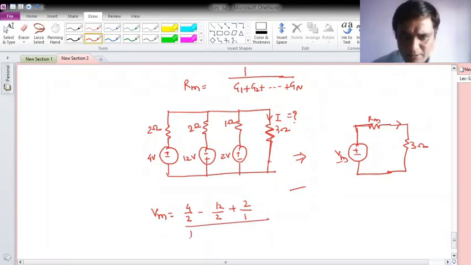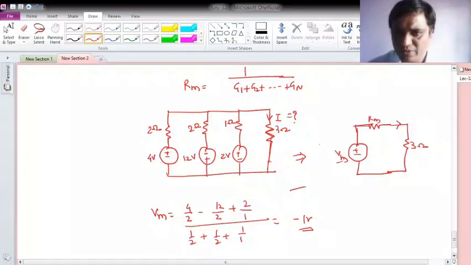So 1 by 2 G2 is 1 by 2 plus G3 is 1 by 1, which is 2 minus 6 plus 2, which is minus 1 volt. Okay, 0.5 plus 0.5, 1 plus 1, it is 2, so it is minus 1 volt. So this Vm will be minus 1 volt.